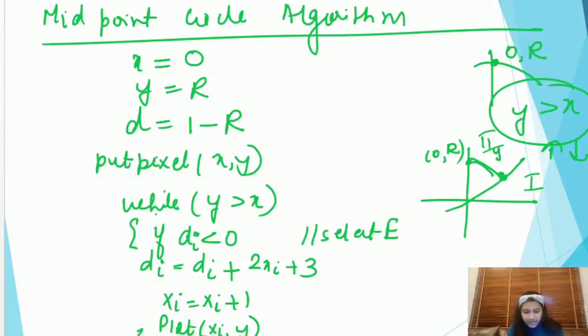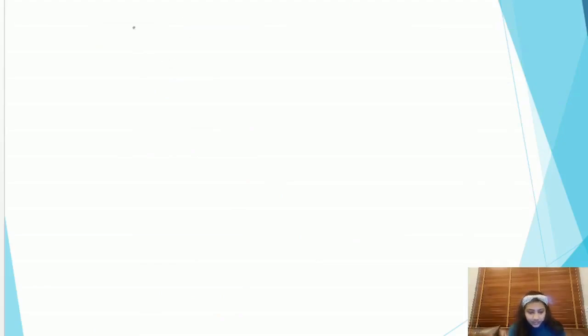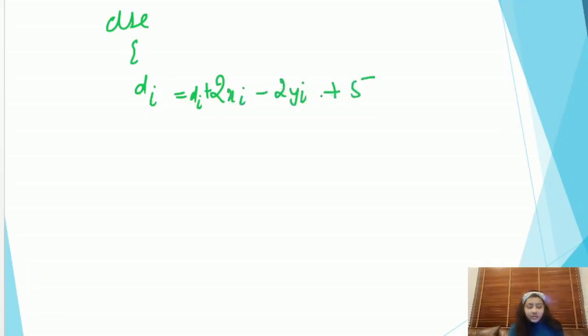Else, in case we choose the southeast pixel, जब वैल्यू d की ग्रेटर देन 0 आती है, उस केस में the value of d is original di plus twice of xi minus twice of yi plus 5. So we can also write it as di plus twice of xi minus yi plus 5.